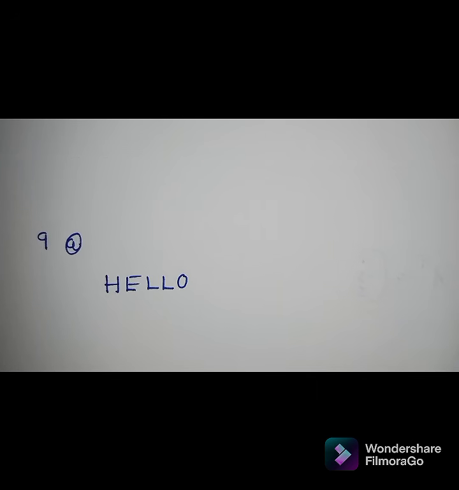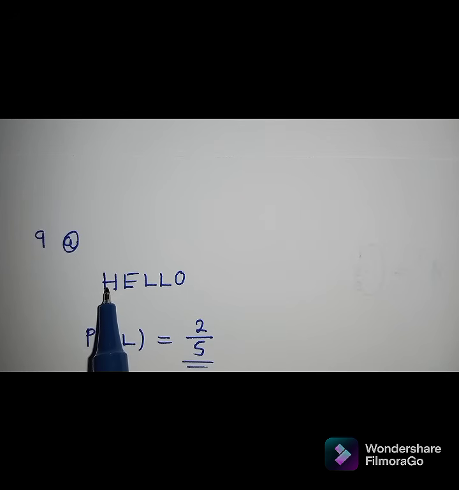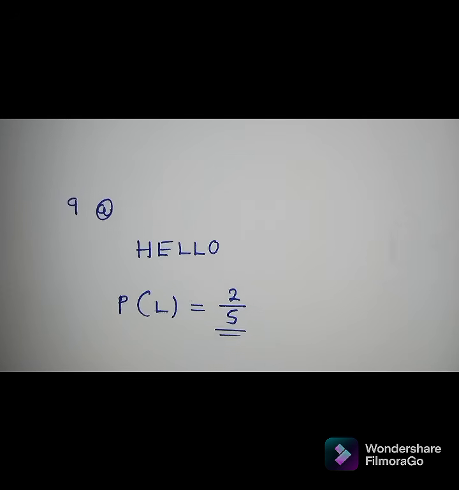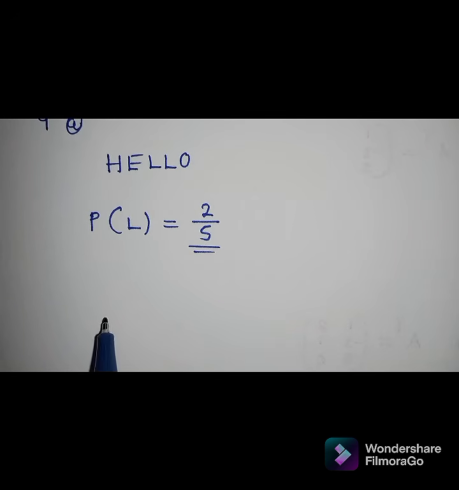For question 9a, they are asking us to find the probability of picking L out of this word. So the probability of picking L will be equal to 2 over 5. So how did I find this answer? You just count these letters. How many are they? 1, 2, 3, 4, 5. They're 5. That's the total number. And how many repetitions of L are there? There are 2. 1, 2. So 2 over 5. We go to question B.